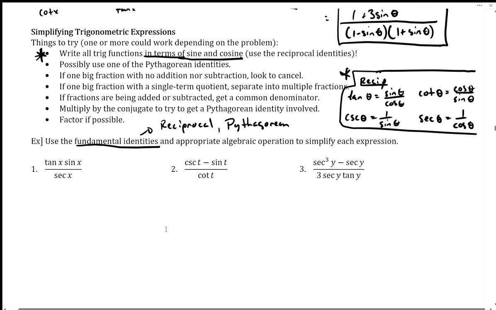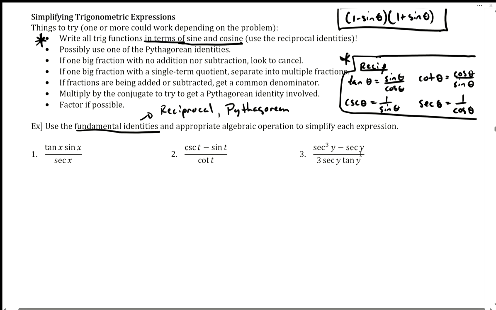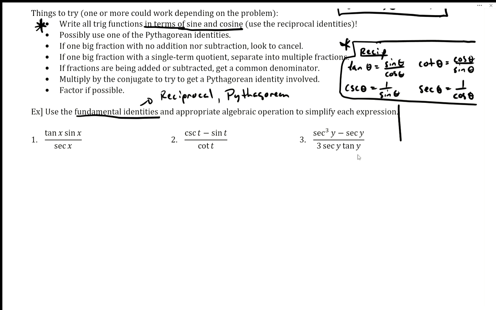All right, the Pythagorean identities. Sine squared theta plus cosine squared theta equals 1 is the main Pythagorean identity.